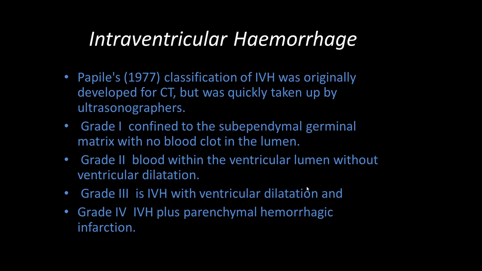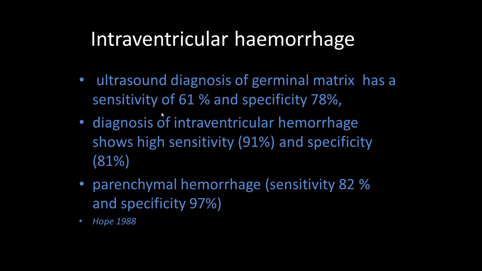How good is ultrasound at looking at hemorrhages? Well, it's pretty good. For a germinal matrix hemorrhage, sensitivity is about 61% and specificity is 78%. This is compared to MRI and CT scans. The diagnosis of intraventricular hemorrhage, when you're talking about a grade 2, gives higher sensitivity and specificity. And for parenchymal hemorrhage, there's a reasonably high sensitivity and specificity. So it's pretty good. It's not perfect, but it's reliable. You can repeat it easily, and you have a reasonable sensitivity and specificity.